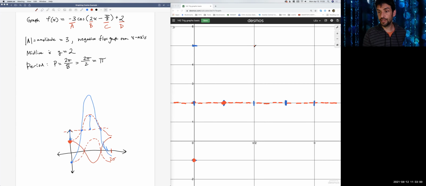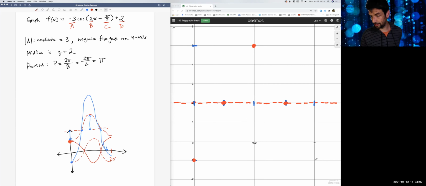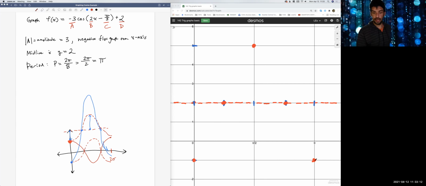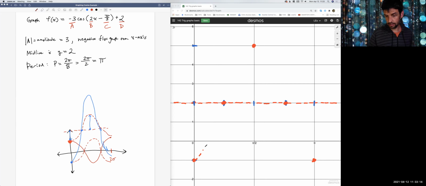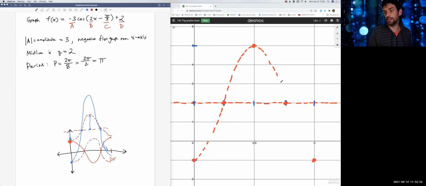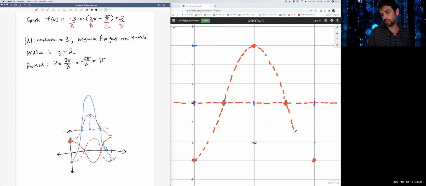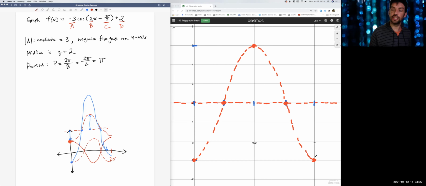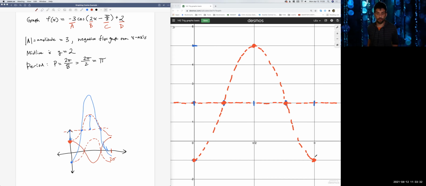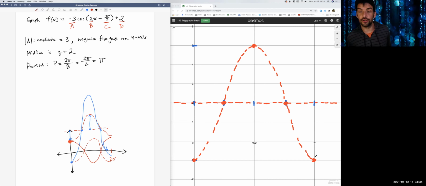Halfway through the period, we'll now be at the maximum. Three-quarters of the way through the period, we'll be at the midline. And by the end of the period, we're back to where we started. And so now I get a rough sketch of one period of my graph. I'm just sketching it in because we still haven't done the phase shift. But this is a reasonable picture so far of what this thing is going to look like.